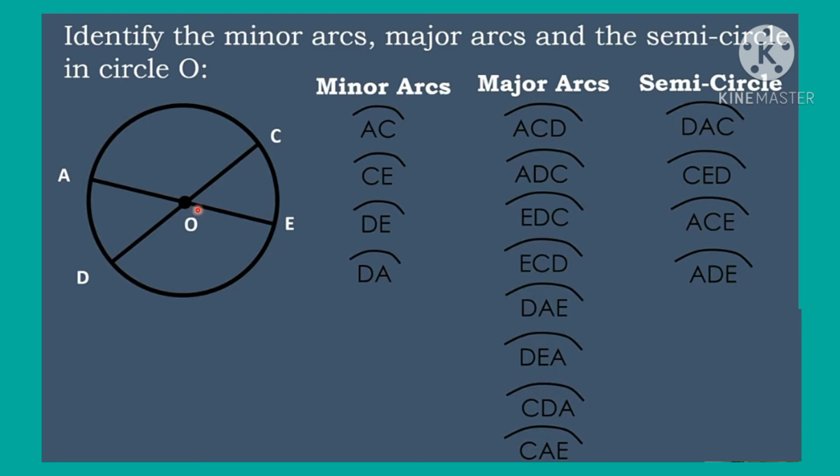Again, class, for minor arcs that are less than 180 degrees, we only use two letters to name the arc. And for the major arcs that are greater than 180 degrees, we use three letters to name the arc. And for semicircle that is equal to 180 degrees, we also use three letters to name the arc. And now let's move on to the next part of the circle, which is central angle.